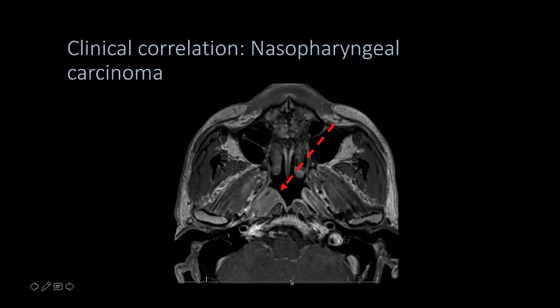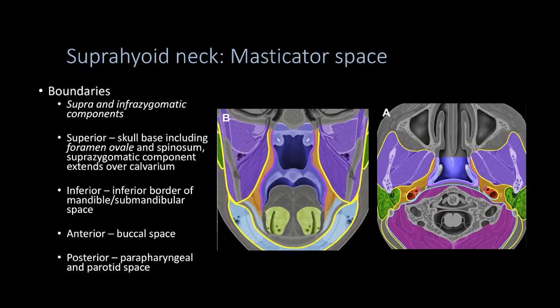This is a different patient, and we see this asymmetric abnormal soft tissue filling this lateral nasopharyngeal recess, and this is a patient with nasopharyngeal carcinoma. So this is a case where you're going to want to make sure and look at the skull base interface and make sure you don't have any intracranial extension of disease.